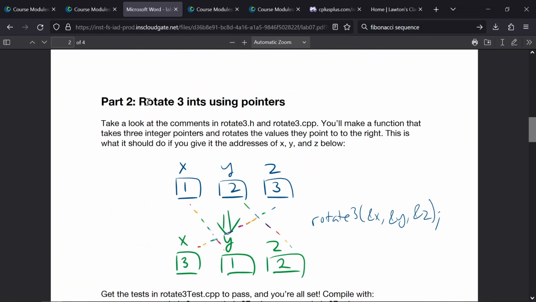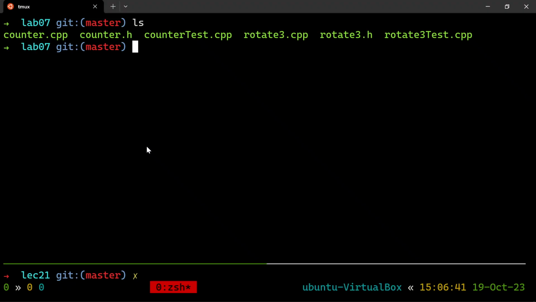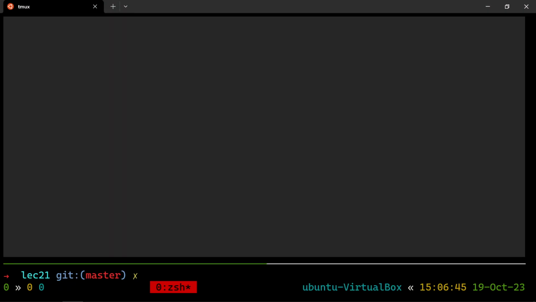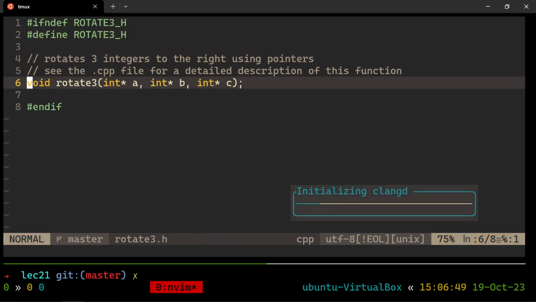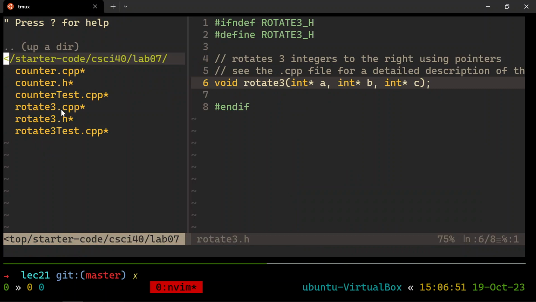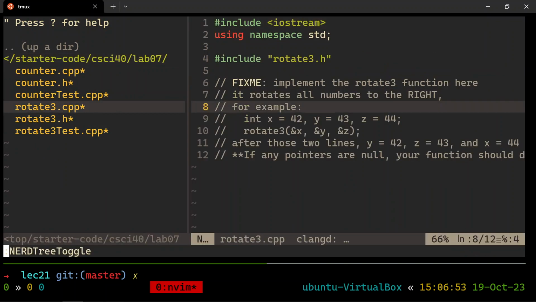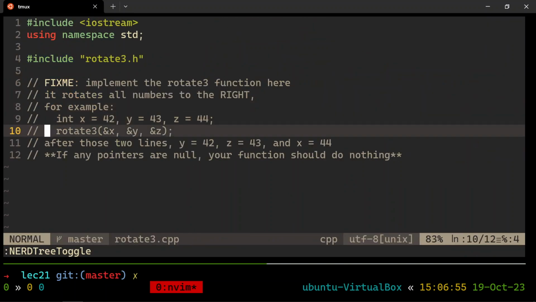I would like you to implement a function called rotate3. What it does is it's essentially swapping 3 things rather than 2 things. It's like it's shuffling them around. It's rotating them. All right. So here's the idea. I am passing along the addresses of things. Rotate3.h. Here's the declaration of this function. You're getting 3 int pointers, and what you're going to do is rotate them to the right.